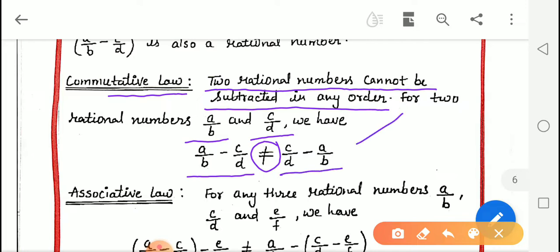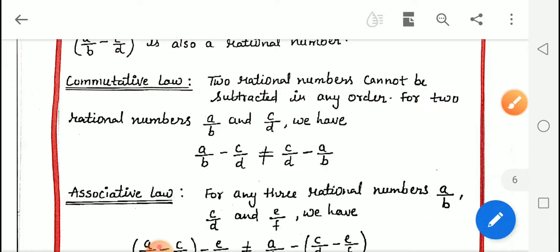This law you can verify by taking any two rational numbers and solving as per your convenience, and you can verify that the commutative law does not hold for subtraction of rational numbers. It is not applicable for subtraction of rational numbers.